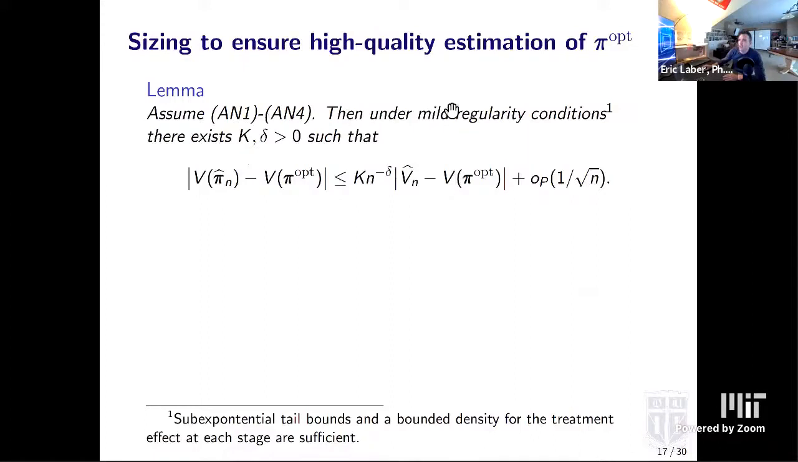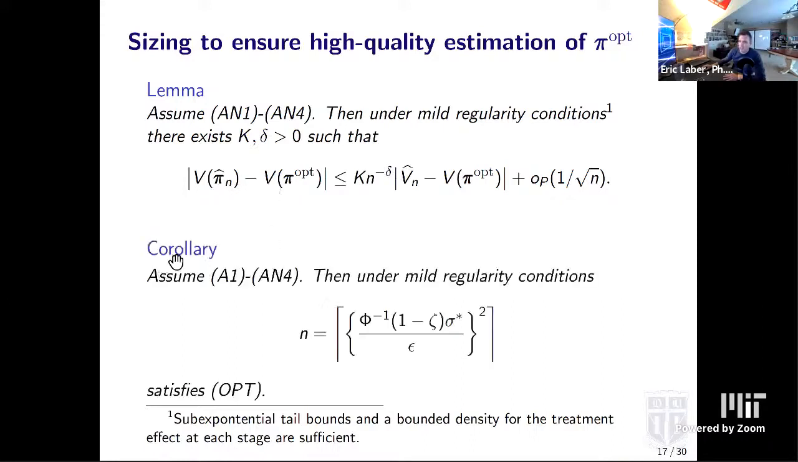And you can also show that, again, under pretty mild conditions, the performance of the plug-in estimator pi hat, obtained by estimating those parameters and plugging in, minus the optimal, is bounded by some constant n to the minus delta times v hat minus v opt, plus a term that's little o p of 1 over root n. And the point here is that we already know how to bound this thing, right? We know how to make this small. We just showed how to make this small. And so we can subsequently use our sample size that makes this small to then drive this down, once this constant is known, to provide a performance guarantee.